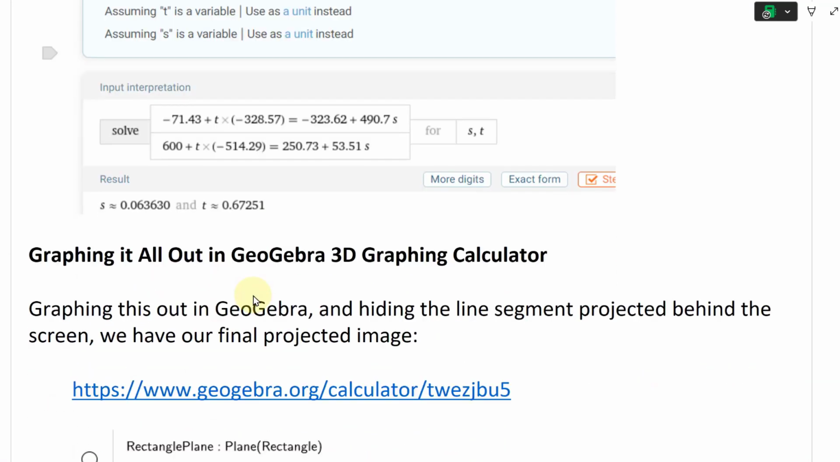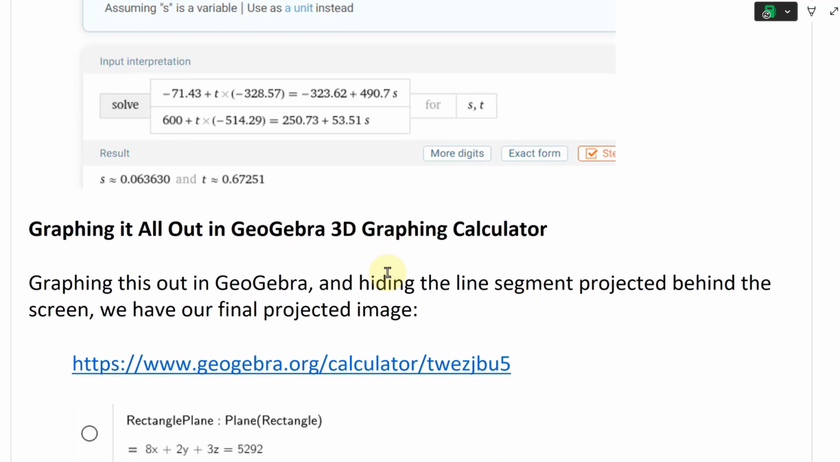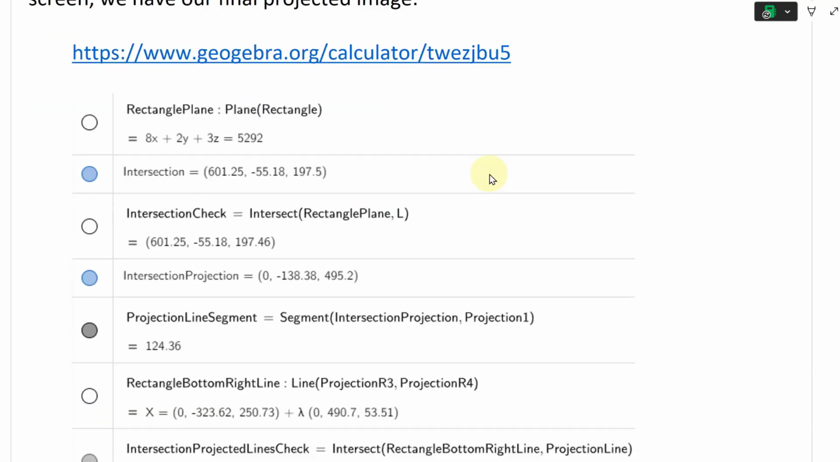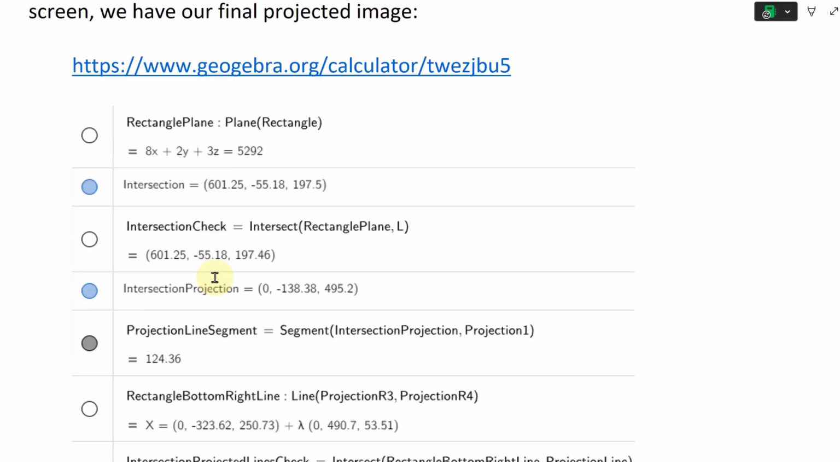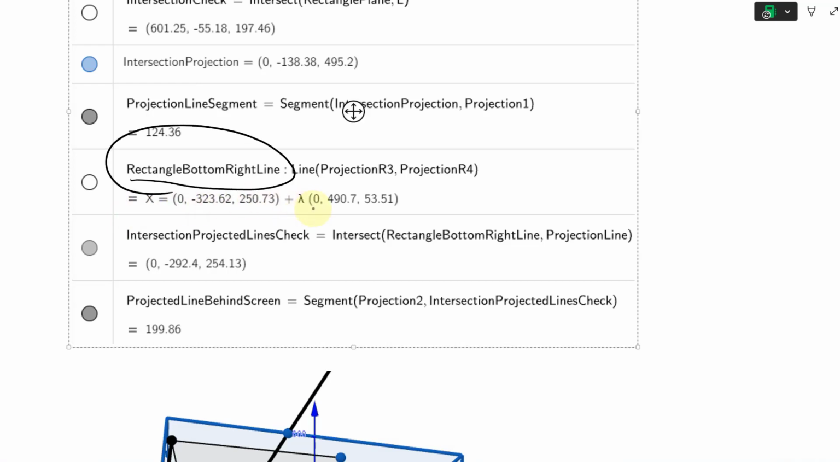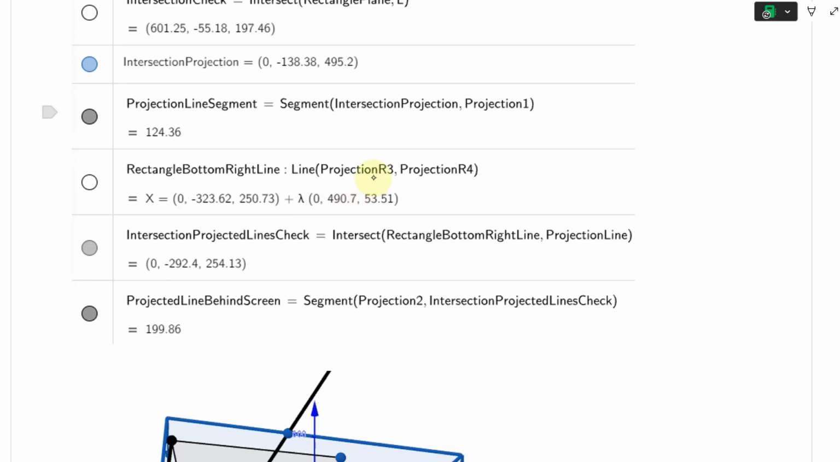So now graphing it all out in GeoGebra 3D graphing calculator, and hiding the line segment projected behind the screen, we have our final projected image. All right, so if we scroll down, we have this part right here. Here's the rectangle bottom right line, and you could literally just type projection R3. So those are the R3 that we had, and R4, and we get our equation of a line. So again, it's a built-in calculator.